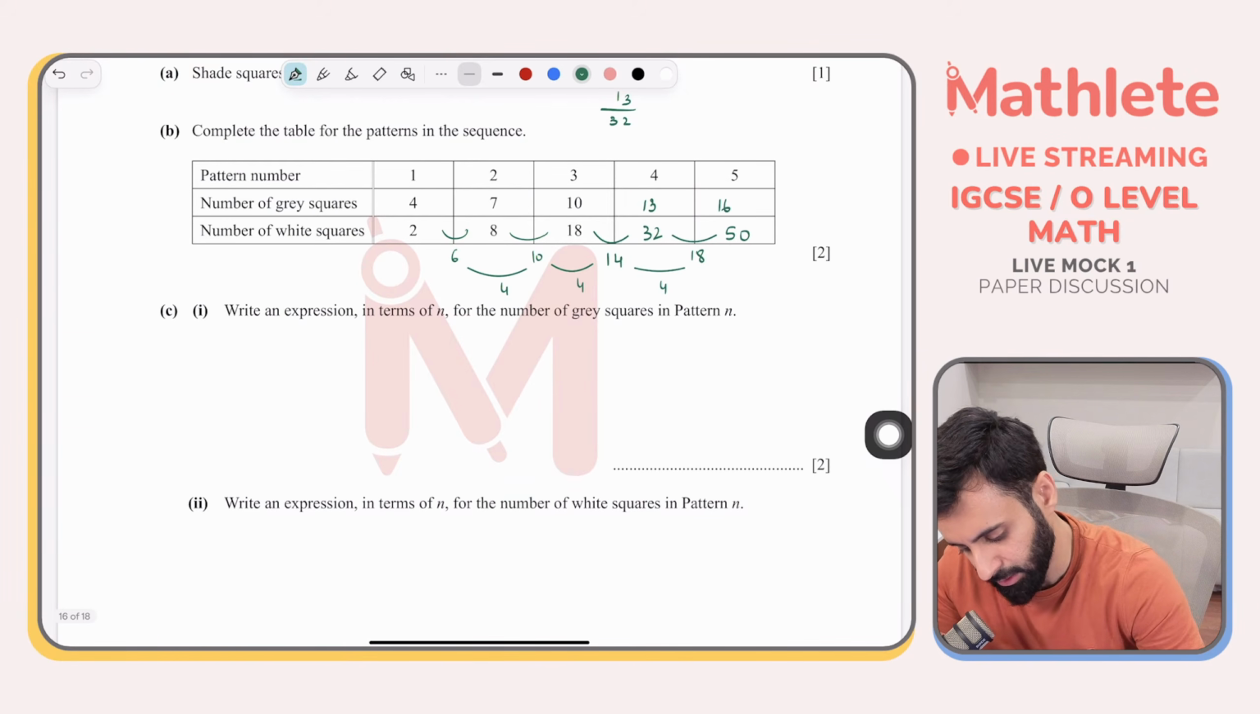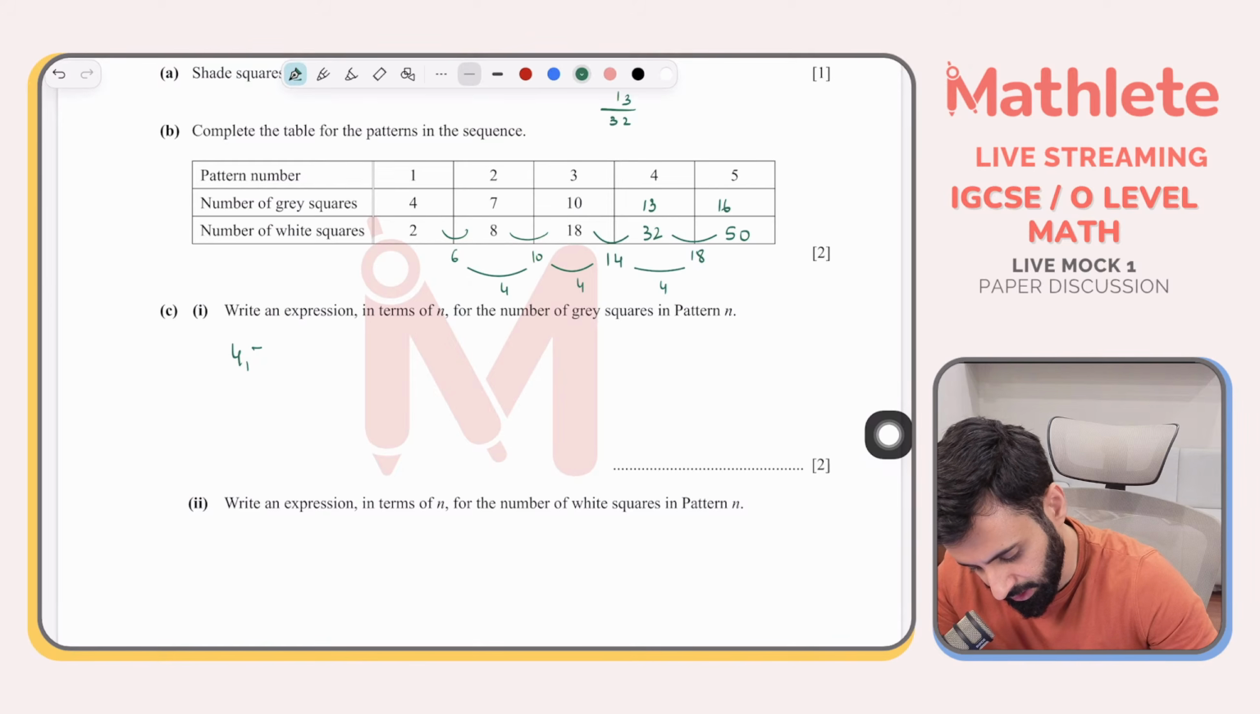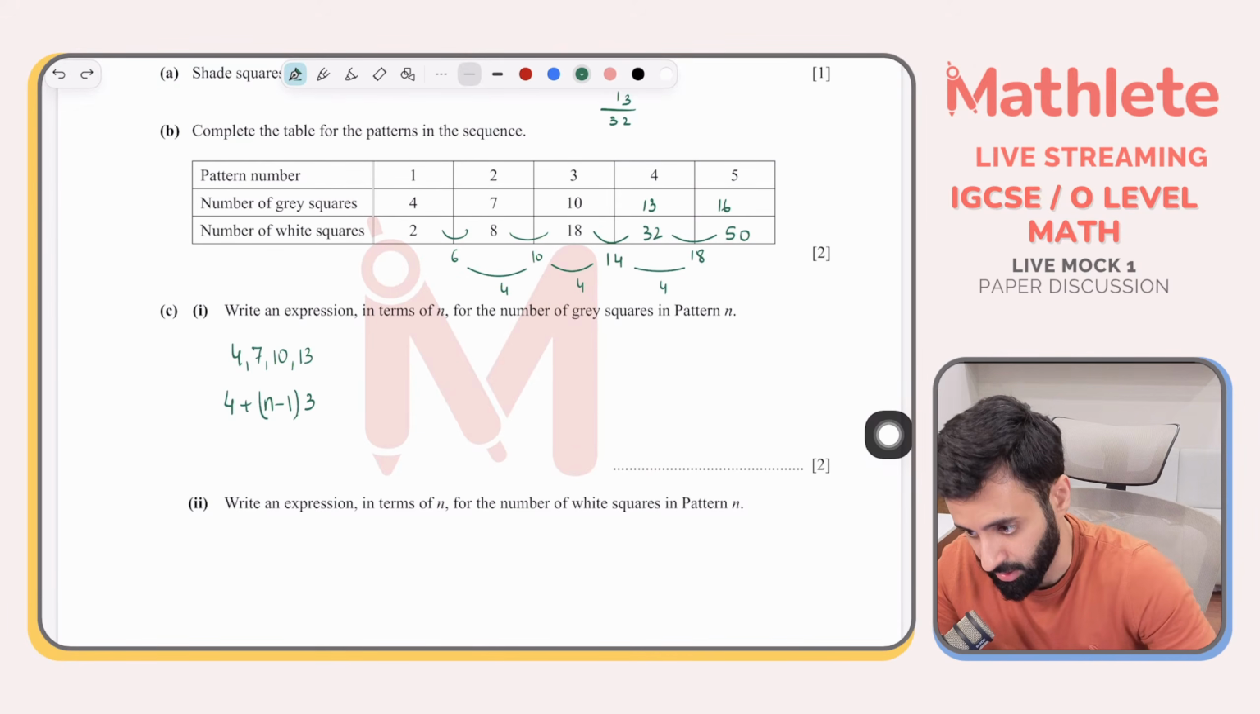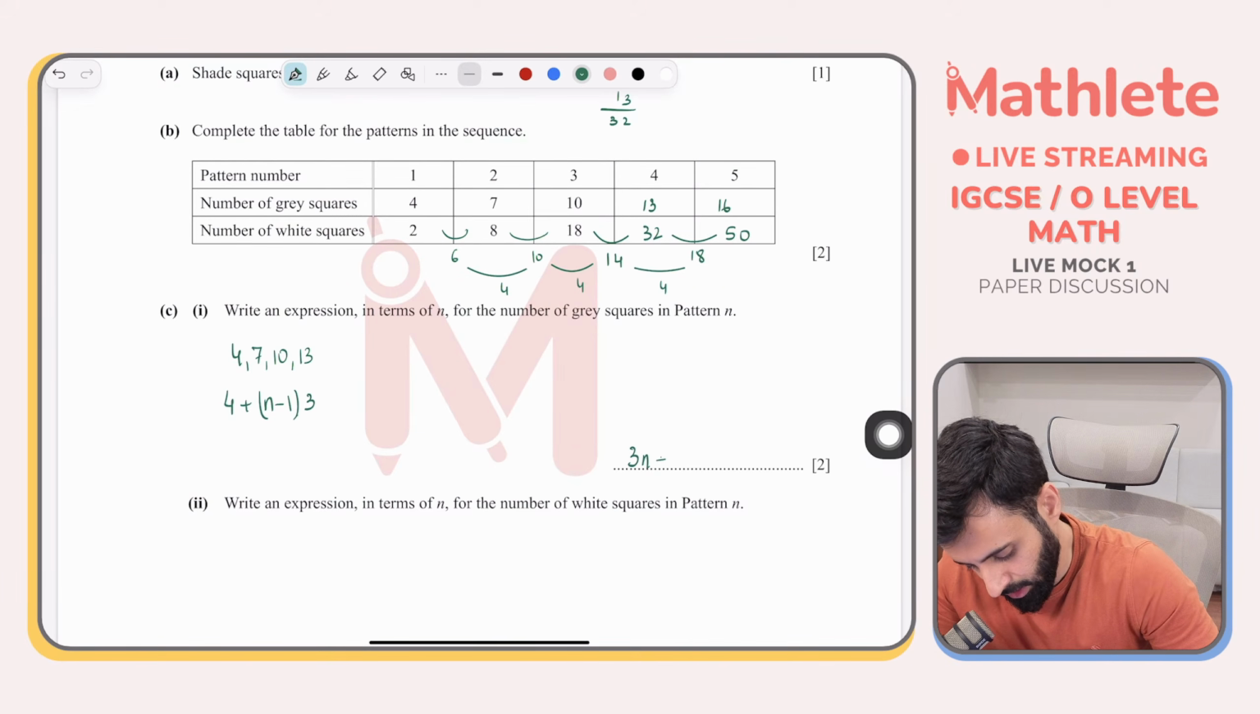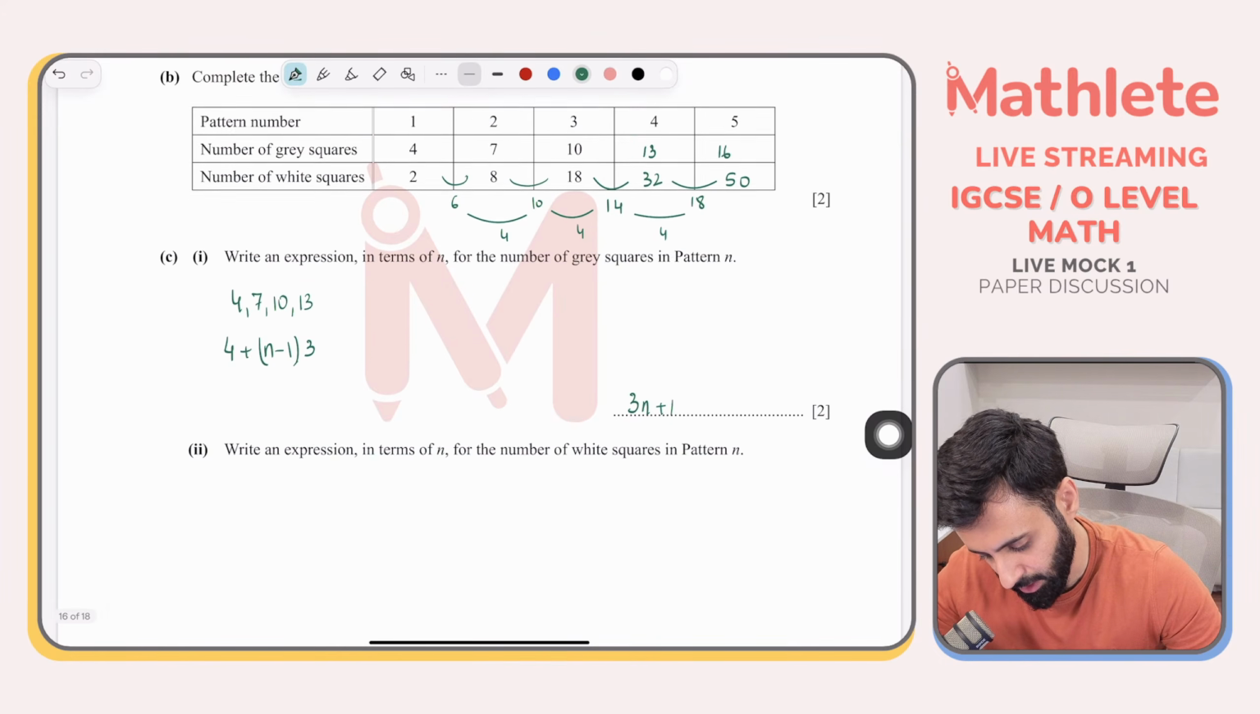Write an expression in terms of n for the number of gray squares. So that's 4, 7, 10, 13. The first term is 4. The common difference is 3. So 4 plus n minus 1 into 3. This becomes 3n plus 1. Simple. Write an expression in terms of n for the number of white squares.